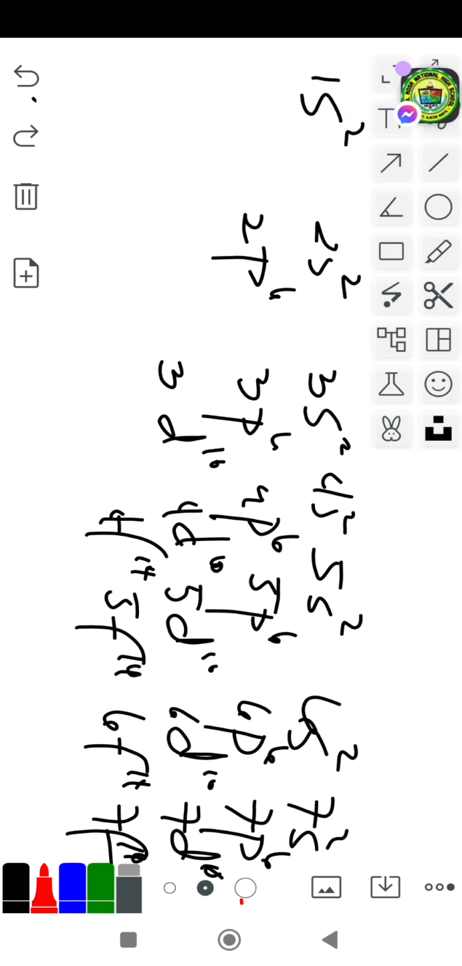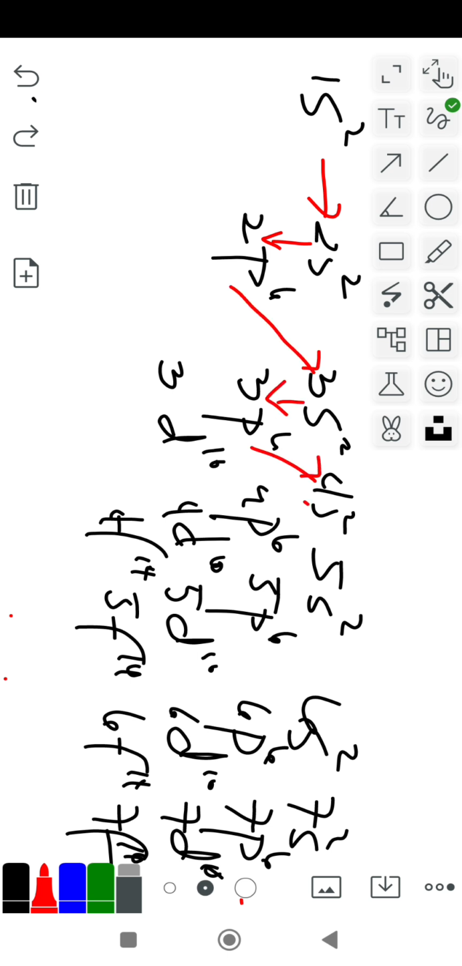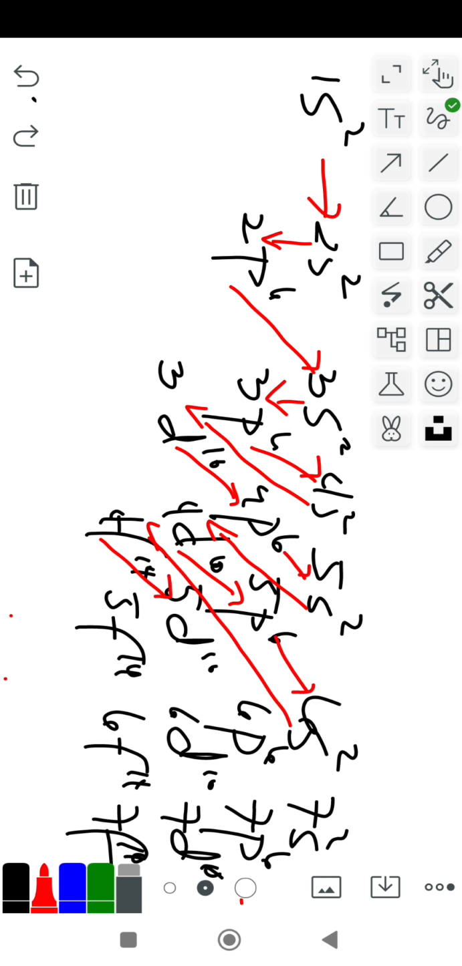So we have 1s2, 2s2, then 2p6, 3s2, 3p6, 4s2, 3d10, 4p6, 5s2, 4d10, 5p6, 6s2, 4f14, 5d10, 6p6, 7s2, 6d10, 5f14, then 7p6, 6f14, 7d10, and the last one is 7f14. So you must follow the pattern.